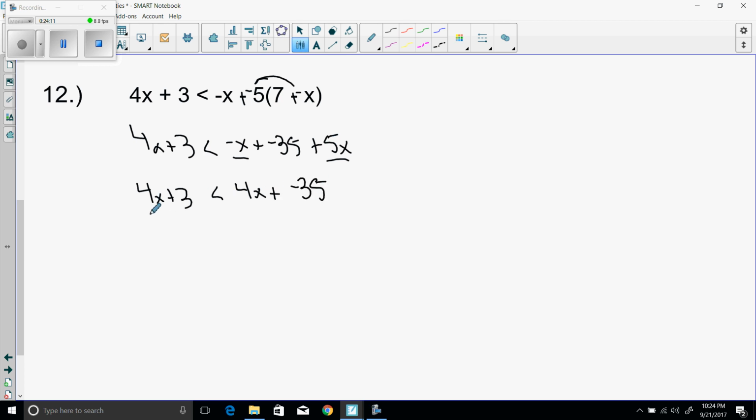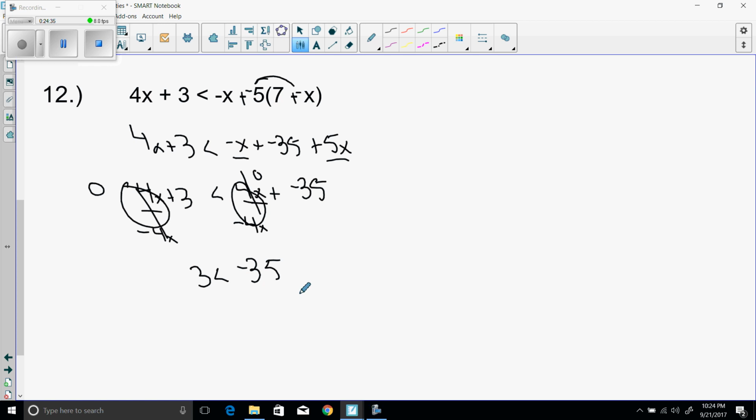Now check it out. I got a 4x and a 4x. And so if you were doing this problem before, you're probably thinking to yourself, well, if I subtract 4x from both sides, what happens? They're gone. I get 0 for those. So this is 0, and that is 0. So what am I left with? I'm left with 3 is less than negative 35.